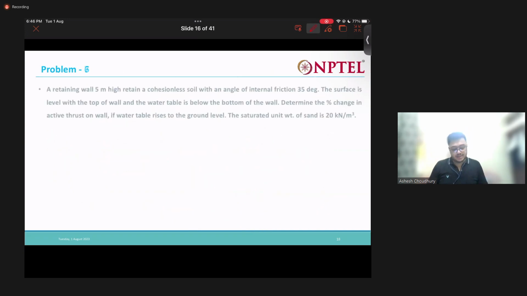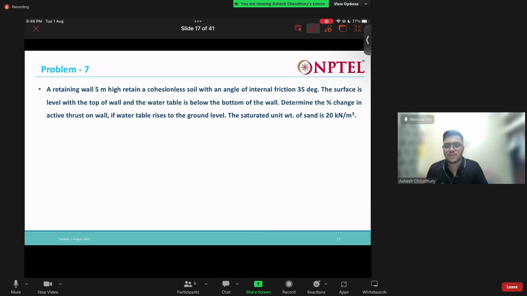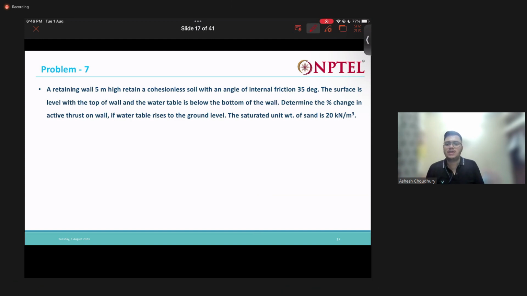So the last problem. Okay. A retaining wall 5 meter high retains a cohesionless soil with an angle of internal friction 35 degrees. The surface is level with the top of the wall and the water table is below the bottom of the wall. Determine the percentage change in the active thrust if the water table rises to the ground surface. So first in dry conditions we will determine, and then we will determine for the submerged condition.